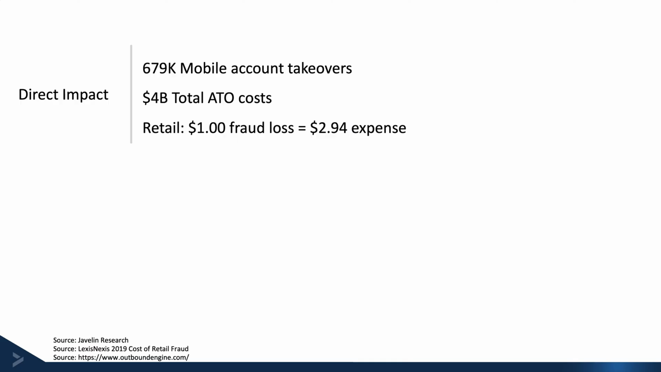There are some direct impacts related to API-related attacks. In this slide, I talk about a direct impact of almost $4 billion in ATO costs. ATO is account takeover. It's simply an attacker looking at the login endpoints for your organization, attacking those endpoints either with simple brute force password attacks or something more sophisticated, and taking over those accounts.